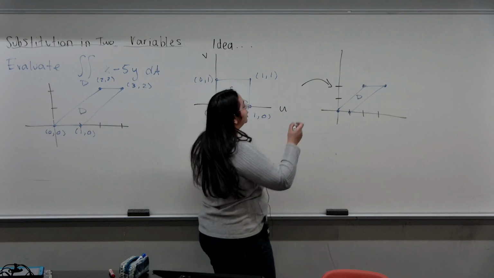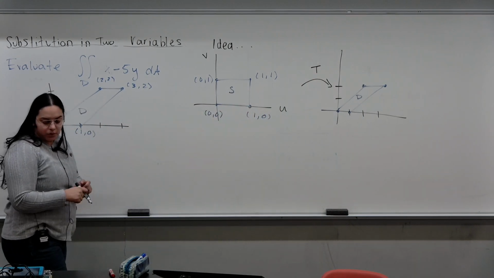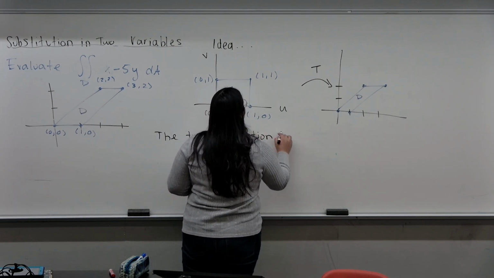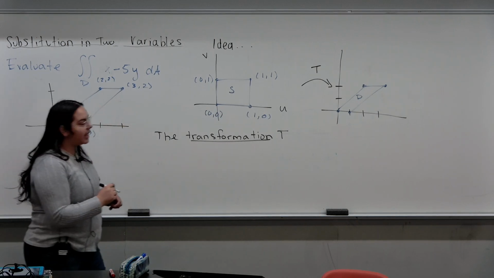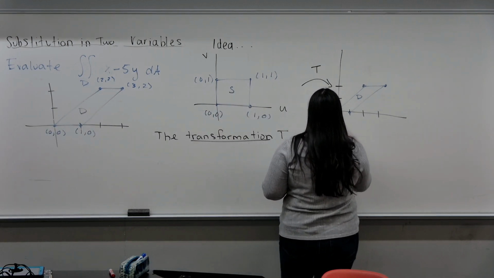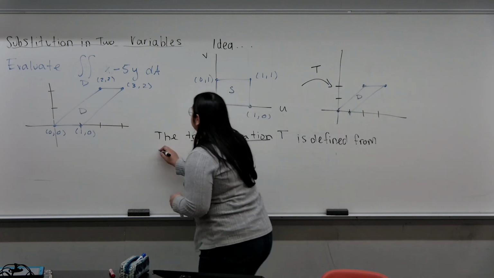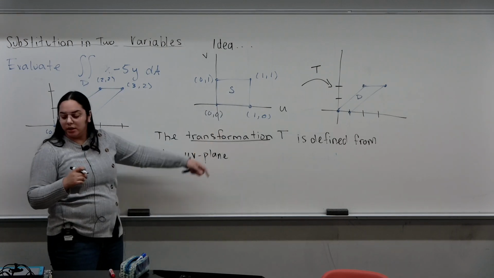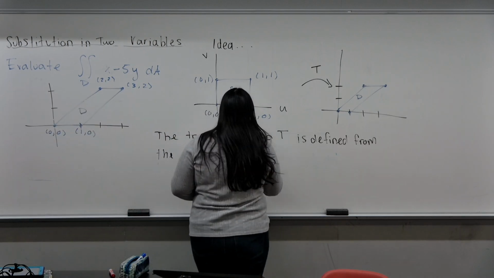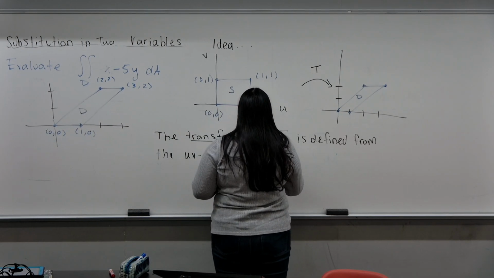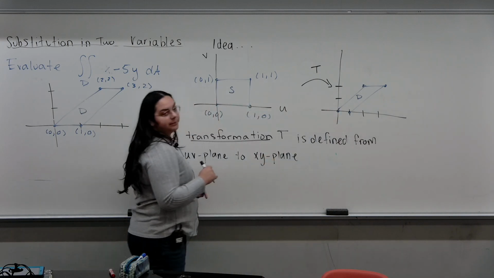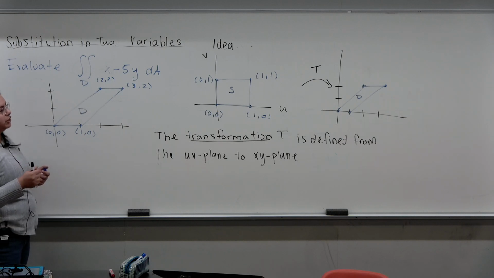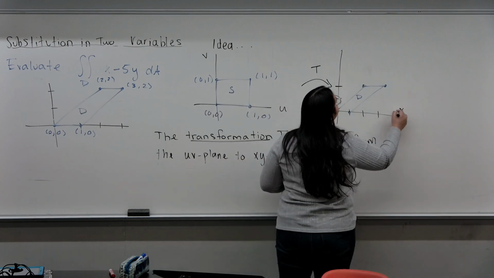And so this transformation, we often call it capital T. So the transformation T is defined from the UV plane, so this is your domain, and transforms S to the XY plane, to region D. So the goal is to find what is that transformation that takes region S in the UV plane and transforms it to region D in the XY plane. We should probably specify X and Y.